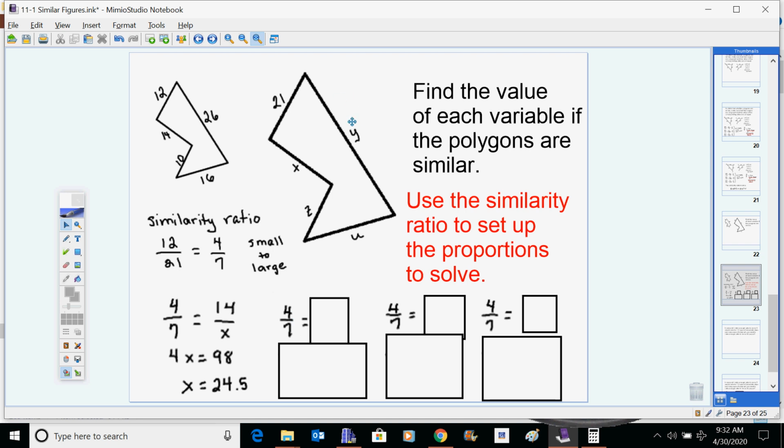Small to large, let's think about y. Okay, here's this piece on this figure, goes with this piece on this figure. 4 goes with 7, small goes with large. 4 goes with 7, like 26 goes with y. Cross multiply. So we get 4y equals 182. Then divide by 4. We have our answer.